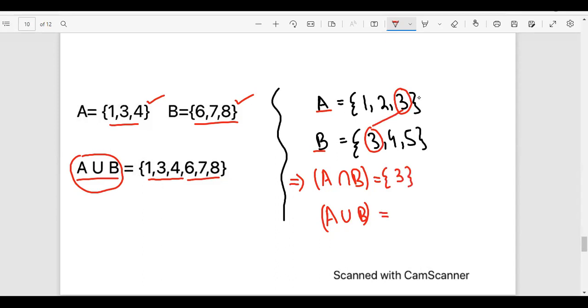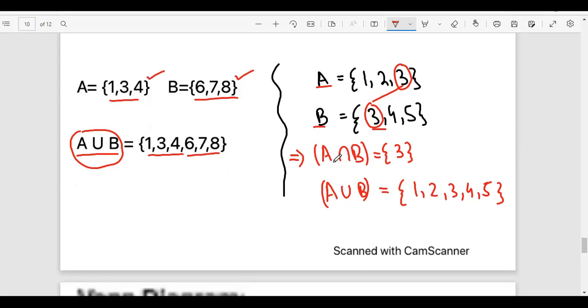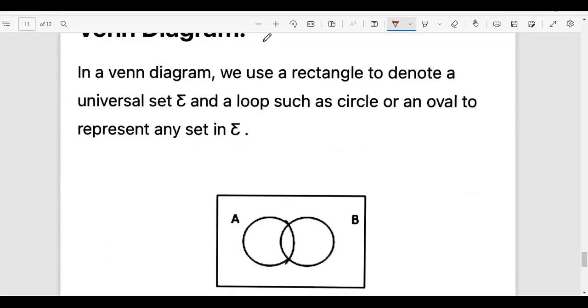And when we talk about A union B, we will be talking about both A and B. So how are we going to define this? 1, 2, 3, 4, 5. Well done, Umaiza. Excellent. Very good. 1, 2, 3, 4, and 5. We did not write 3 again because that would violate the basic definition. Okay. All right.